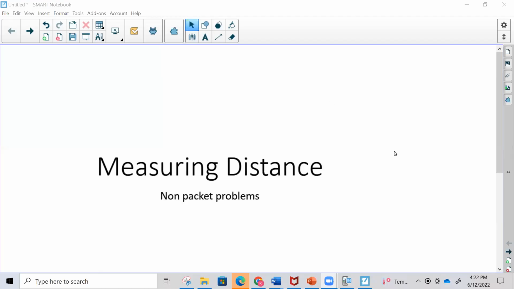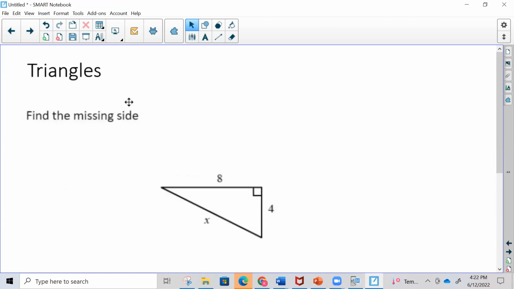Okay, so in this video, we're gonna look at a few more examples of measuring distance, mostly focusing on if we just have a triangle. So I want to find the length of this missing side. We want to do these using the Pythagorean theorem. The main thing is just making sure you get C right.